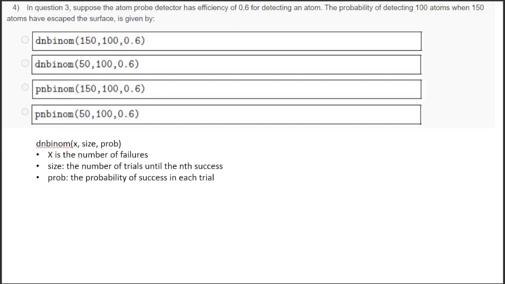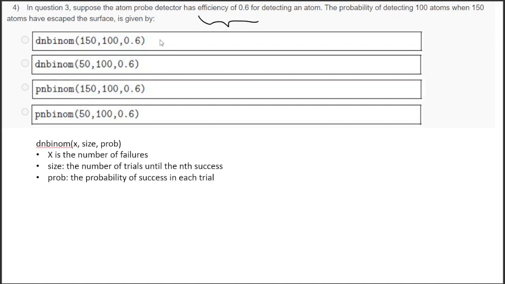Let's go to the fourth question. In question number 3, suppose an atom probe detector has an efficiency of 0.6 for detecting an atom. The probability of detecting 100 atoms when 150 atoms have escaped from the surface is. So 150 atoms are evaporated from the surface of the tip, but only 100 atoms are being detected. So they are asking what is the probability of detecting 100 atoms.